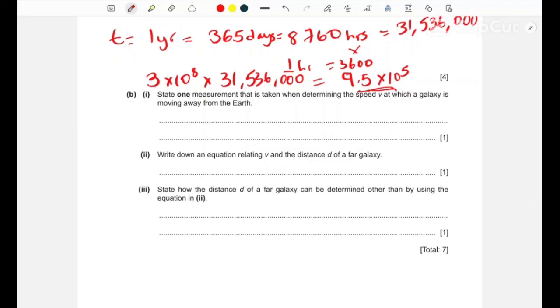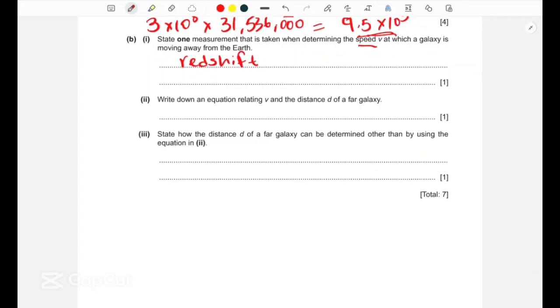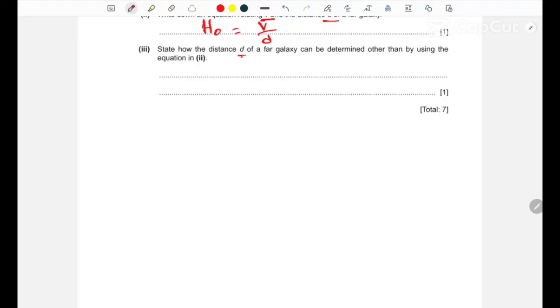B1. State one measurement that is taken when determining the speed v at which a galaxy is moving away from the Earth. So that is going to be redshift, because redshift is what we use to determine the speed of a galaxy moving away from the Earth. Write down the equation relating v and distance of a far galaxy. So whenever we're talking about the distance of a galaxy and the speed of a galaxy, we're talking about Hubble's constant. So Hubble's constant is going to be the speed over the distance. State how the distance d of a far galaxy can be determined other than by using the equation in 2.